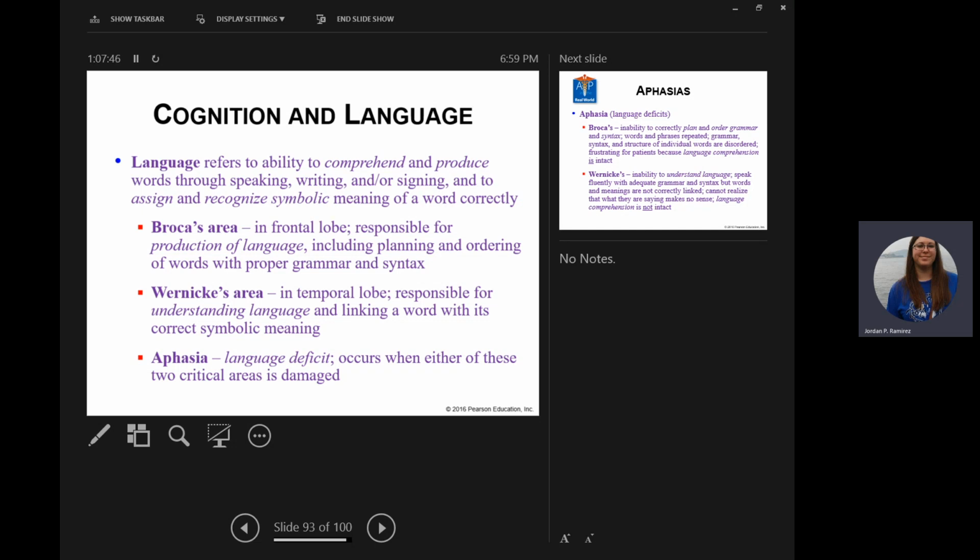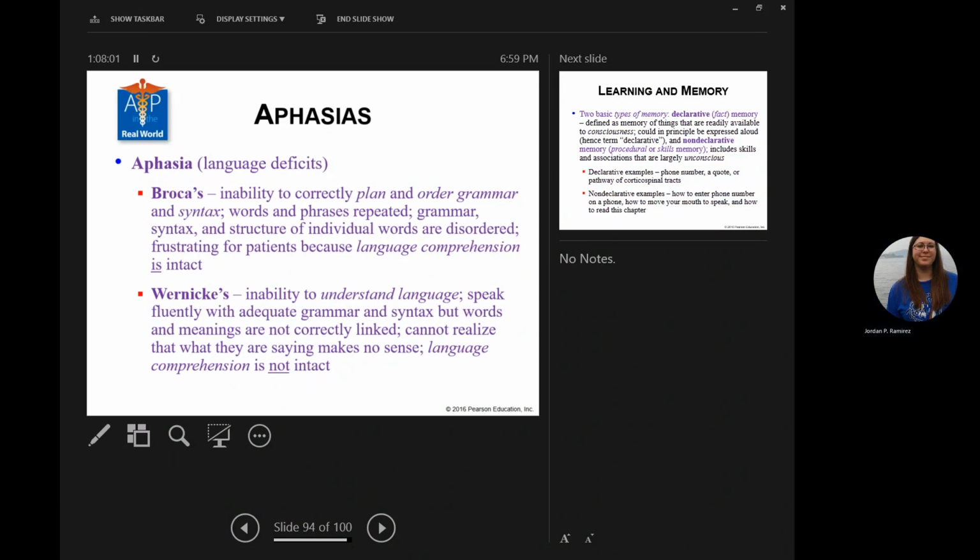Aphasia is a language deficit. You can have Broca's aphasia, Wernicke's aphasia, lots of different kinds of aphasias. It occurs when either one of these two critical areas is damaged. A lot of times that damage happens with a stroke in that particular area.